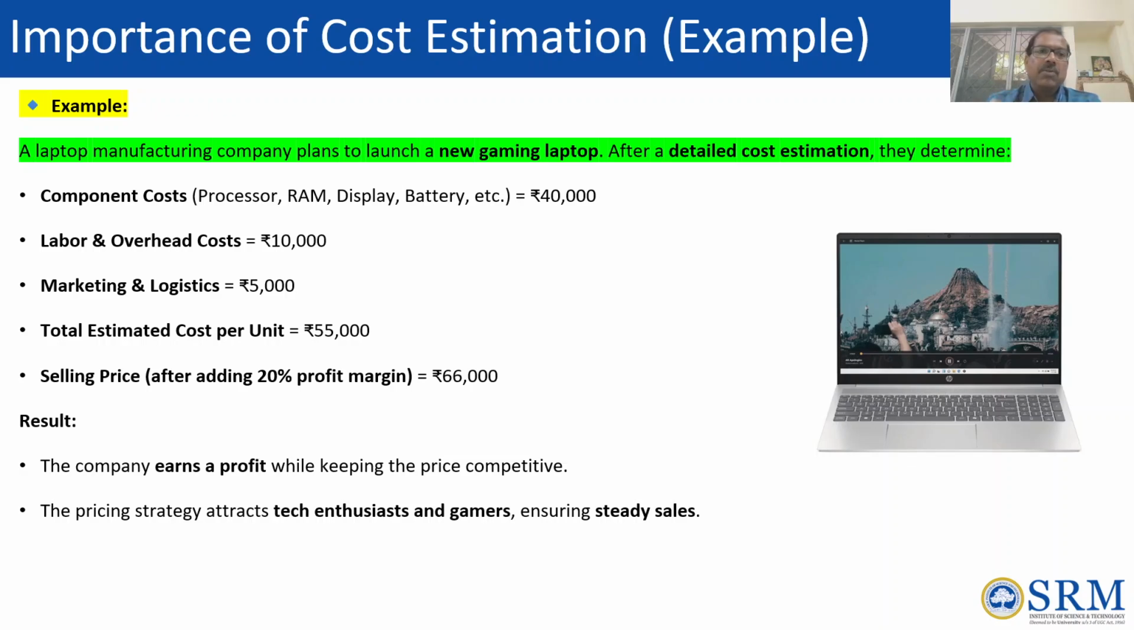That's why people are giving discounts nowadays, right? It depends on how much margin they set. Just assume they are adding 20% profit on the total estimated price. Adding a 20 percent profit margin, the selling price will be 66,000. So what is the result? The company earns a profit while keeping the price competitive compared with others. The pricing strategy attracts tech enthusiasts and gamers, ensuring steady sales.